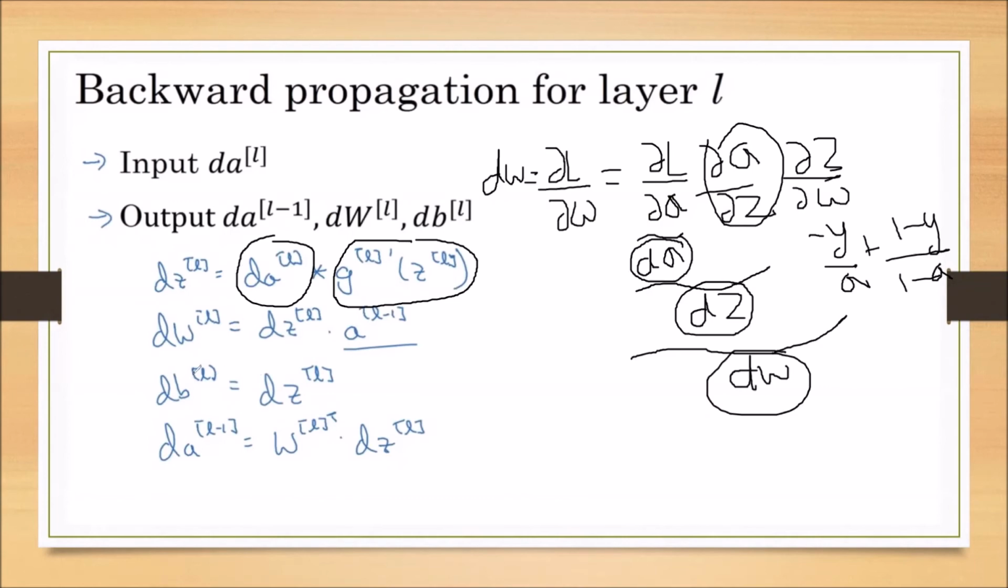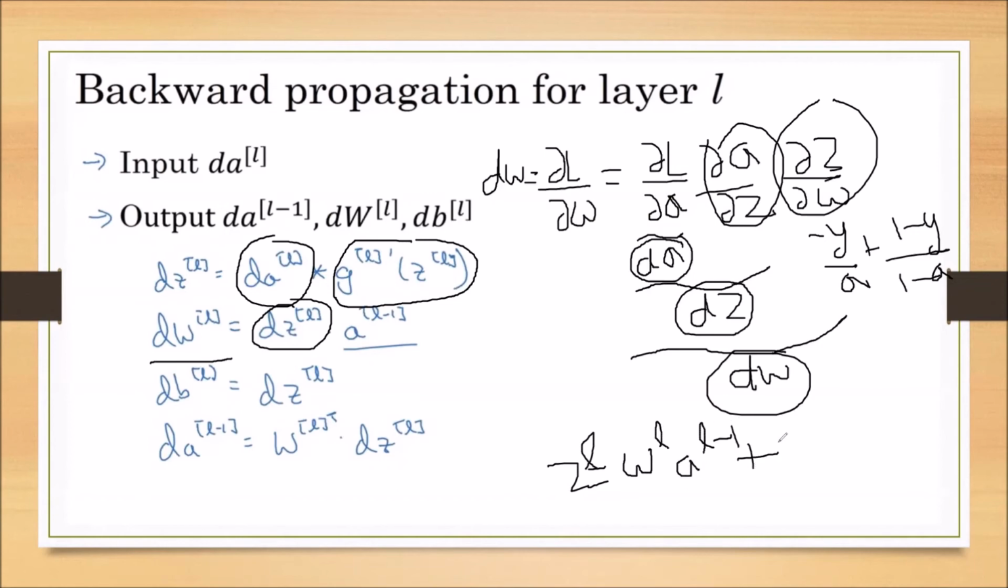In the second step, we are interested in calculating dW. What is this dW? dZ into dou Z by dou W. What is this dou Z by dou W? Already we know ZL is equal to WL into A(L-1) plus BL. So if we differentiate this ZL with respect to WL, we will get A(L-1). That is what we have written here.